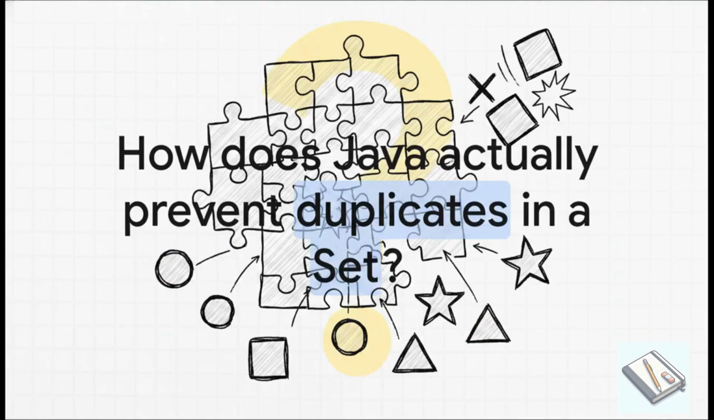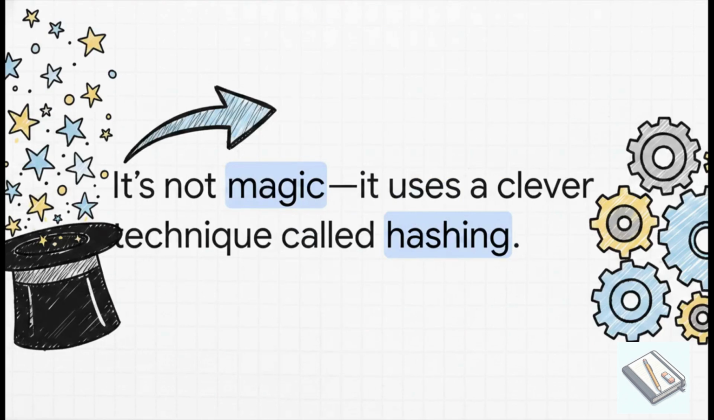So let's start with the big question. You've got this collection, and its whole reason for being is to reject duplicates. But how does it know? How can it check a new element against maybe millions of others almost instantly? The answer in a single word is hashing. This isn't some programming wizardry, it's the core technique that makes sets both unique and incredibly fast. Think of it as a super clever filing system for your data.